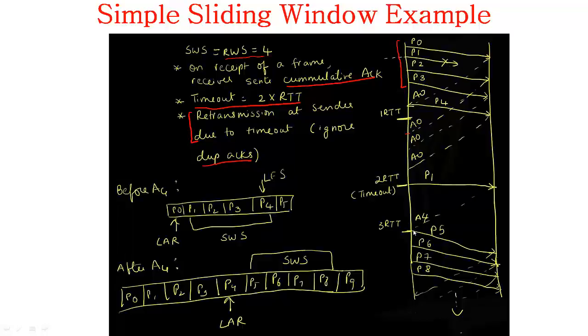Now in response to this, if you can see here, I have received everything until P4. So my window slid and now I am able to send P5, P6, P7, P8. So this is the sliding window in action.